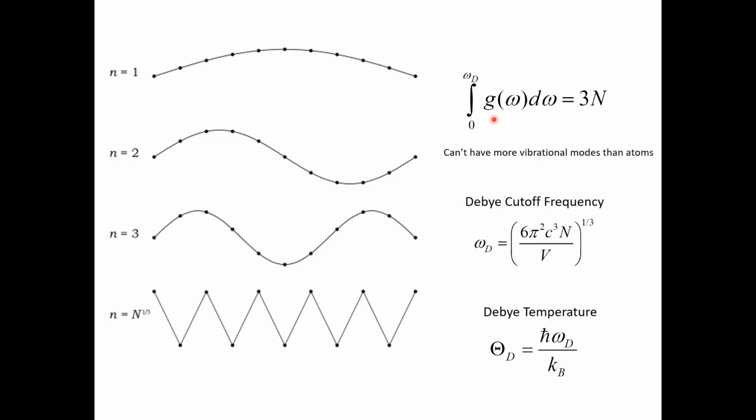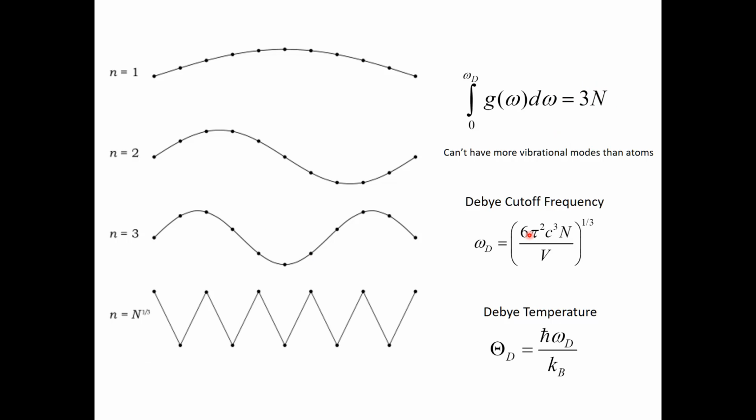And so we can constrain the density of states to say that the integral of the density of states up to the Debye frequency equals 3N. Here N is the number of atoms. So I can't have more vibrational modes than atoms, right? This is the maximum amount of vibration that I can have. This is N in one direction, and so 3N is for 3 directions.